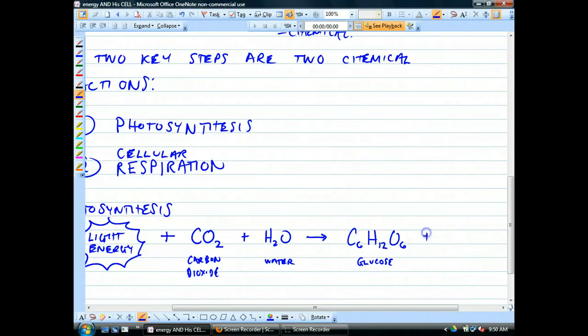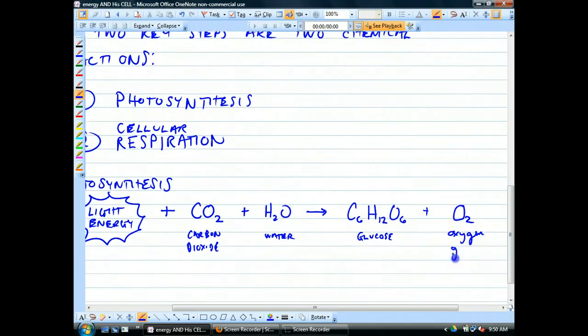What else does it make? It makes O2, oxygen gas. Now, this is not balanced. If you know something about balancing chemical equations, you see 6 carbons here, you only see 1 here, not balanced, right? So what we do is we just put some 6s in here. Now everything's balanced.